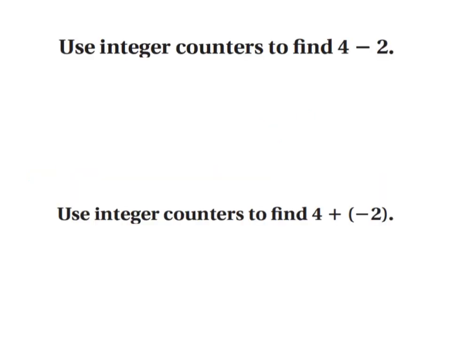So we're going to start out using integer counters just like we did in our last lesson. We're going to start out with 4 positives, 1, 2, 3, 4, and we're going to subtract 2 of them. So I'm going to get rid of 1 of them, get rid of 2 of them. I have 2 left. Our answer is 2.